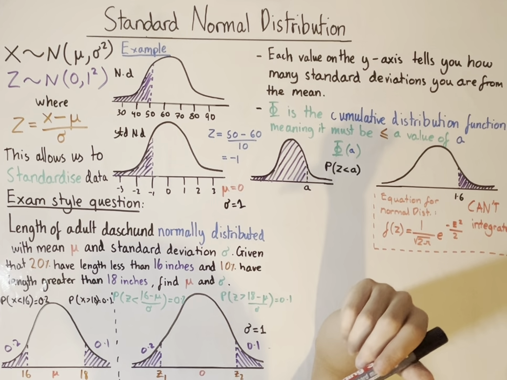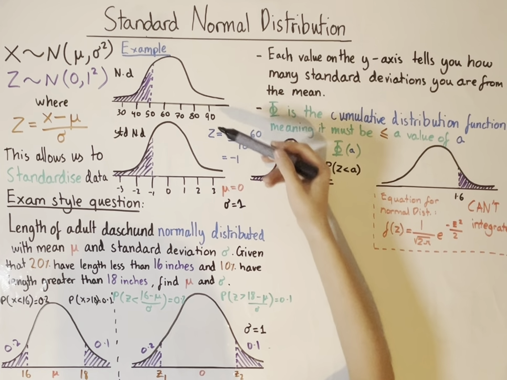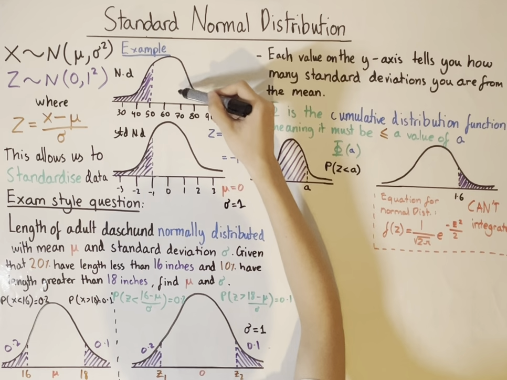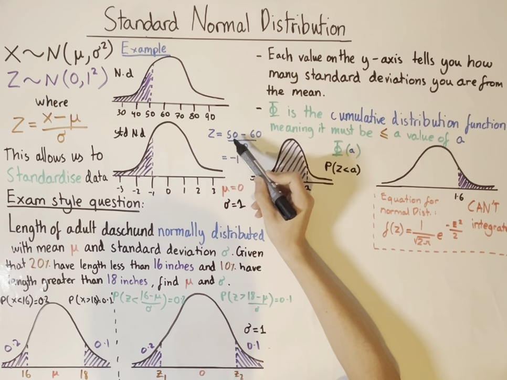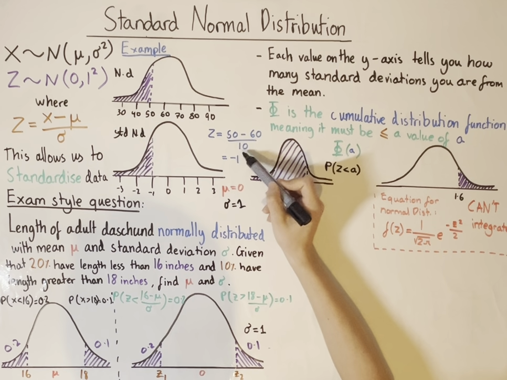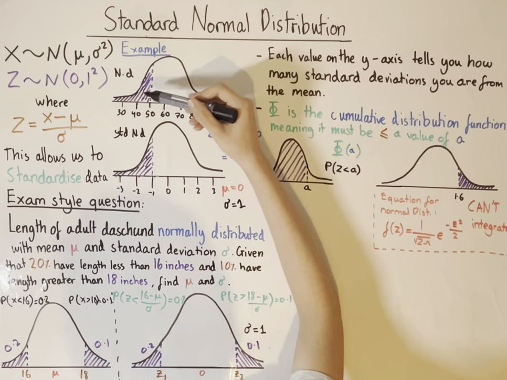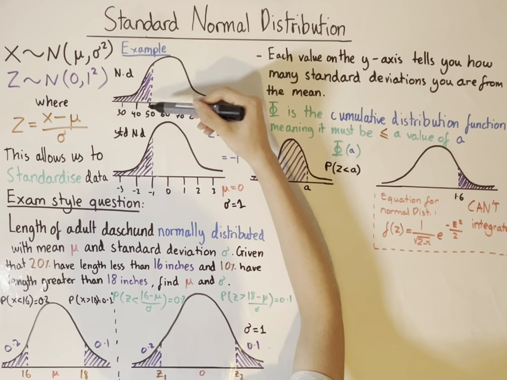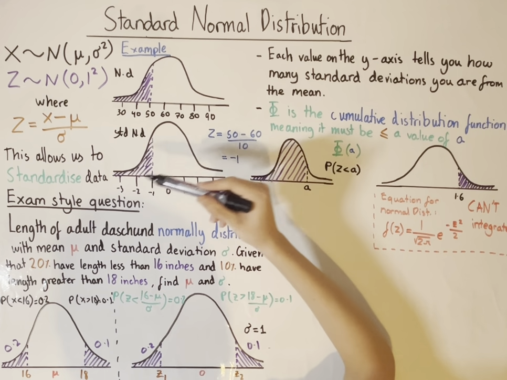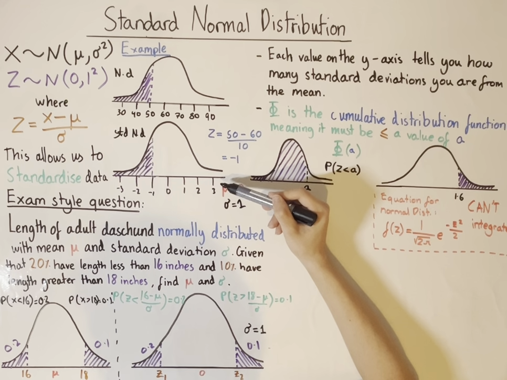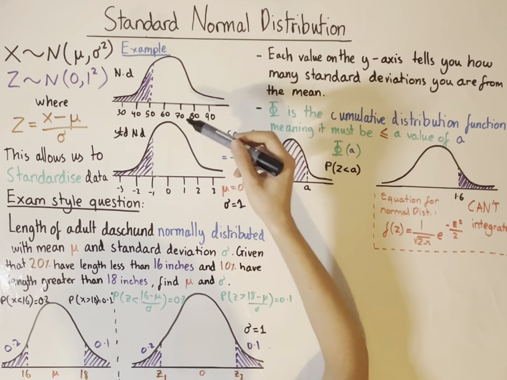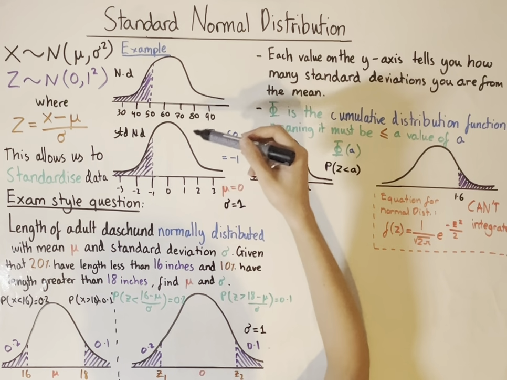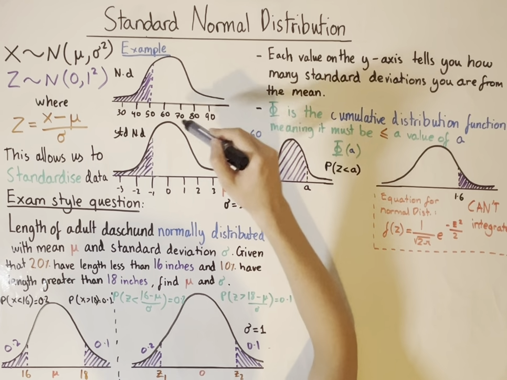So to better understand this, let's look at two graphs. If we know that the standard deviation here is 10, we can do z is equal to 50 minus 60, our mean, over 10, which is -1. So our 50 would take on the value of -1 on the standard normal distribution. And this equation tells us how many standard deviations any value of x here is away from the mean.